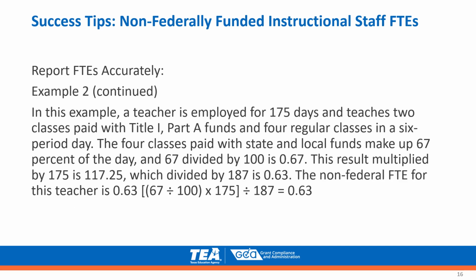In this example, a teacher is employed for 175 days and teaches 2 classes paid with Title I Part A funds and 4 regular classes in a 6-period day. The 4 classes paid with state and local funds make up 67% of the day, and 67 divided by 100 is 0.67. The result is multiplied by 175 and is 117.25, which then divided by 187 is 0.63. The non-federal FTE for this teacher is 0.63.